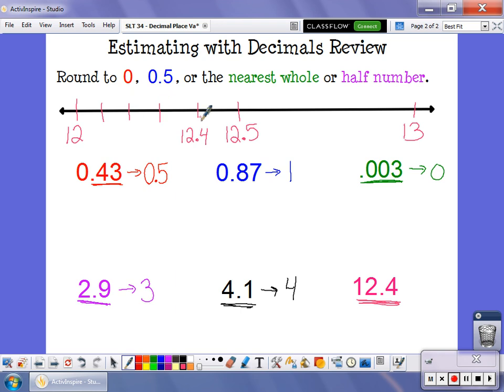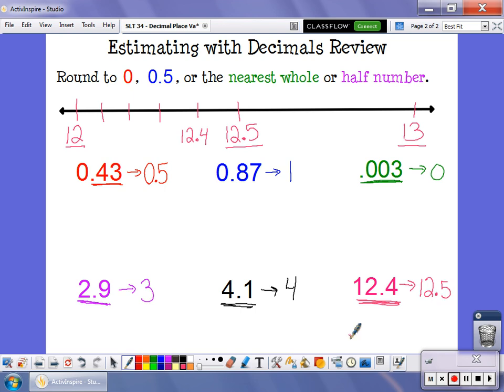Now the last thing to do is figure out what it's closest to. Is it closer to 12, 12 and a half, or 13? Well, we can see 12 and 4 tenths is really close to 12 and a half. So we would estimate and round that to 12 and a half.